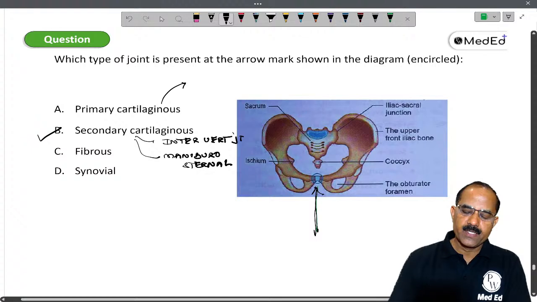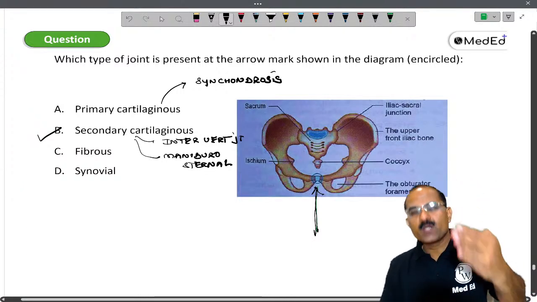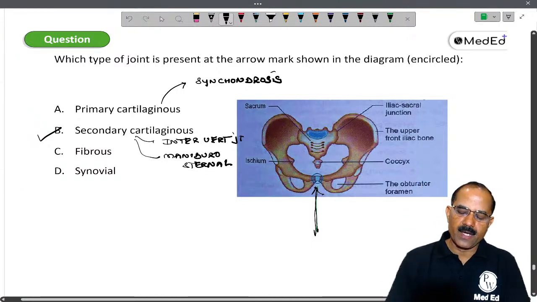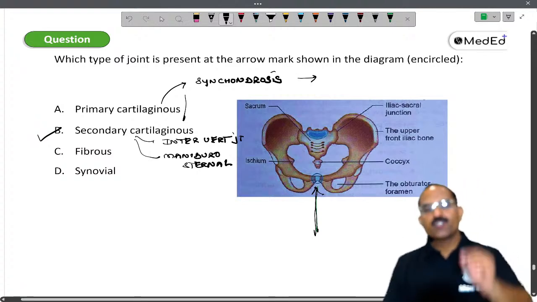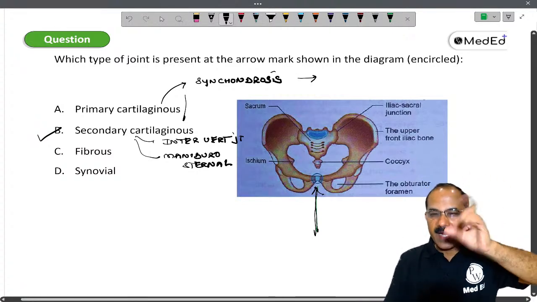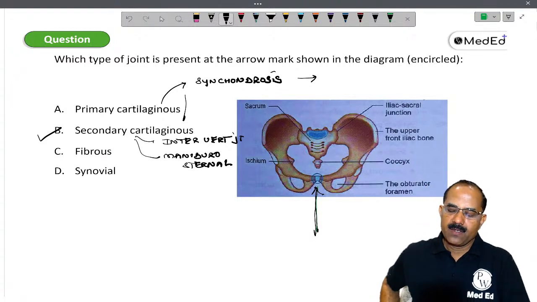Primary cartilaginous joint is also known as synchondrosis. So what is synchondrosis? Synchondrosis is a primary cartilaginous joint. An example of primary cartilaginous joint, the joint between epiphysis and diaphysis.